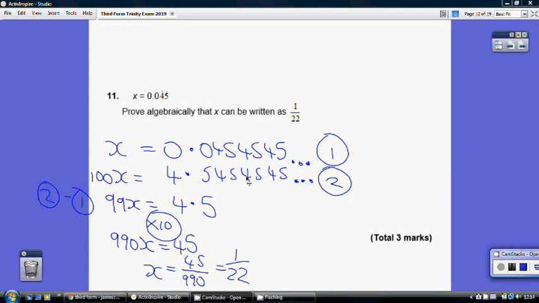4.5454 recurring, take away 0.04545 recurring, gives us exactly 4.5. Now, we want to make x the subject.